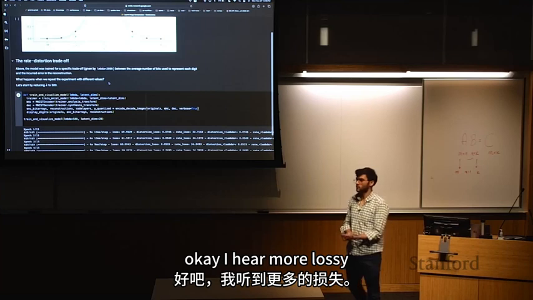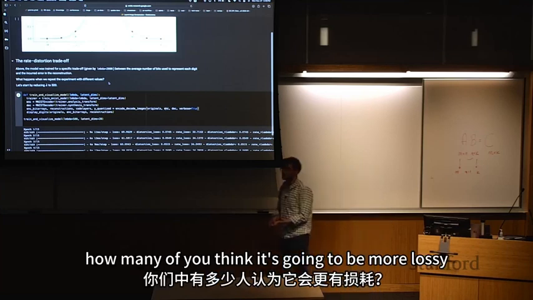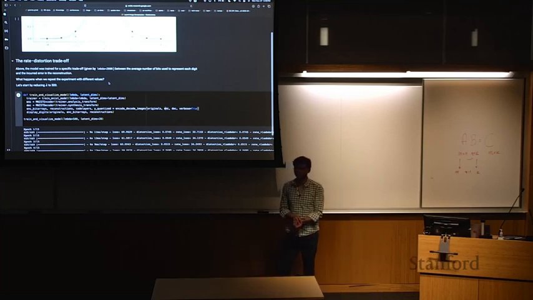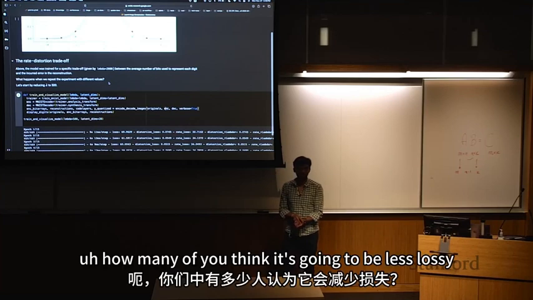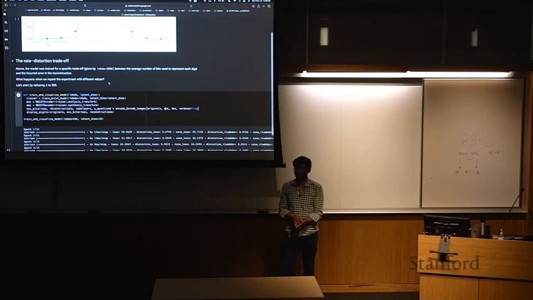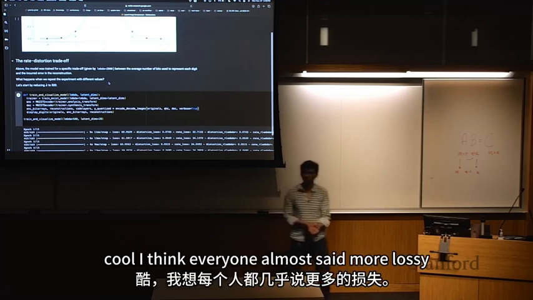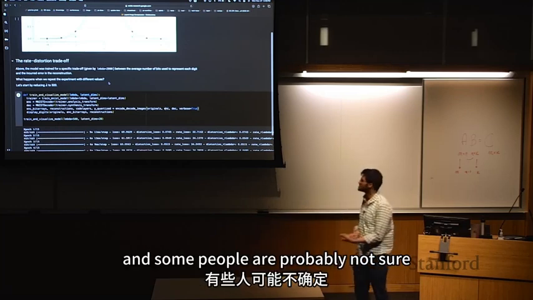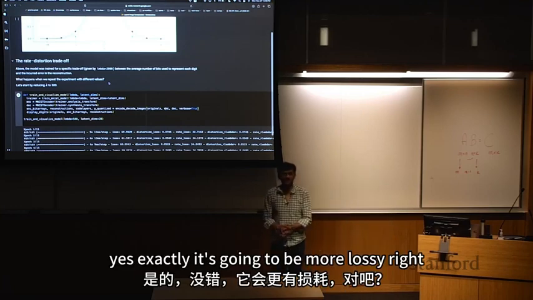Okay, I hear more lossy. How many of you think it's going to be more lossy? How many of you think it's going to be less lossy? Cool. I think almost everyone said more lossy and some people are probably not sure. Yes, exactly. It's going to be more lossy, right?